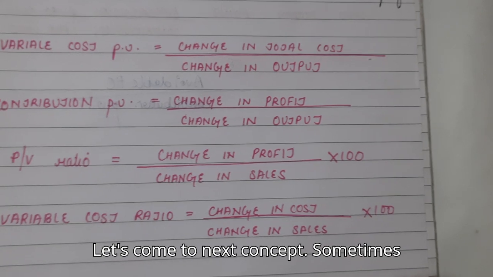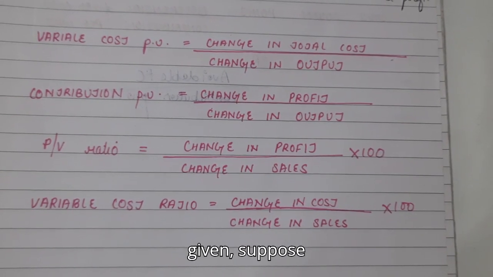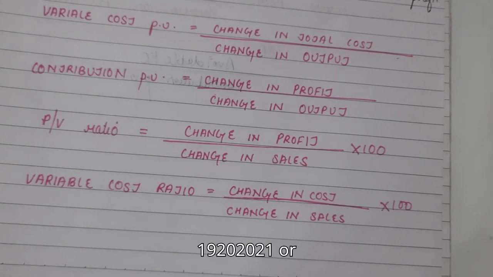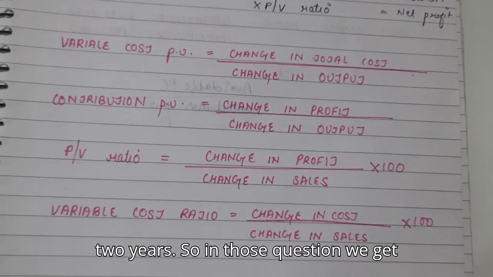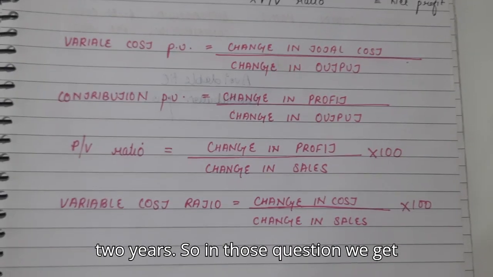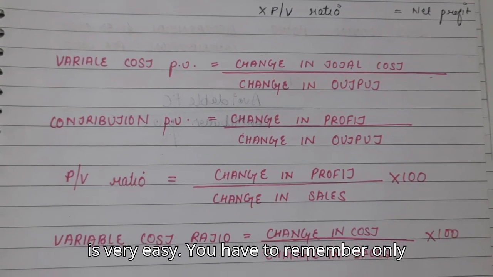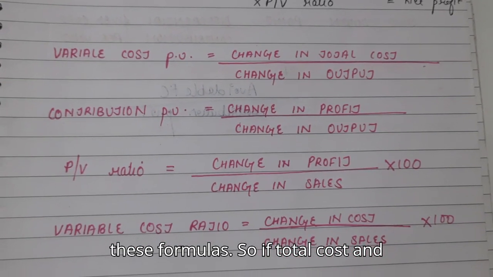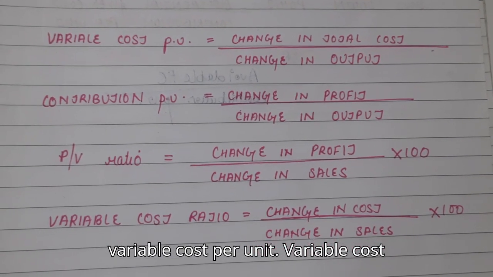Let's come to the next concept. Sometimes in a question there are two years' figures given, suppose 1920, 2021, or comparison figures of two years. In those questions we get confused about how to calculate things. So it is very easy. You have to remember only these formulas. If total cost and output are given, you can calculate variable cost per unit.